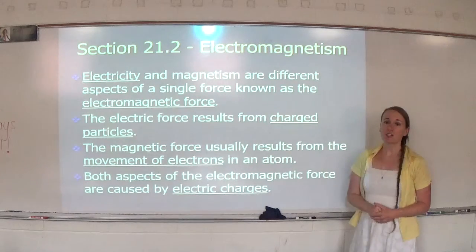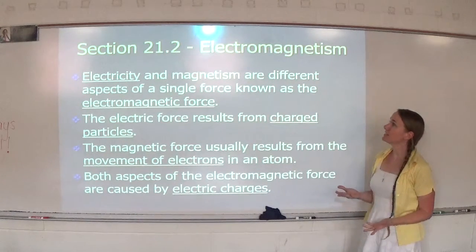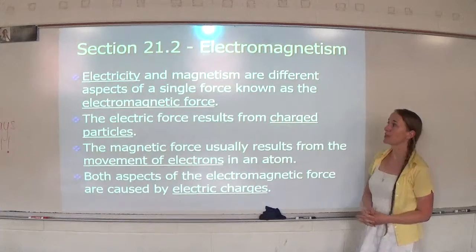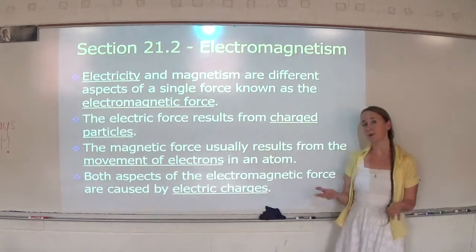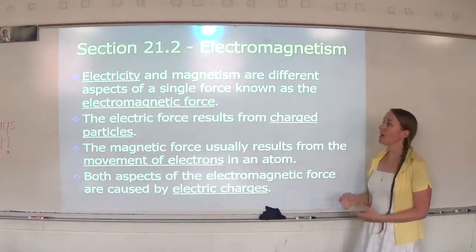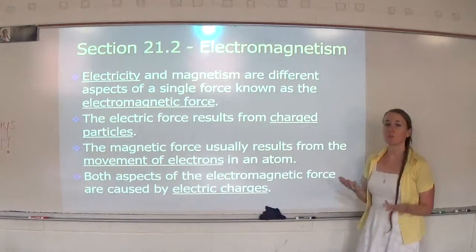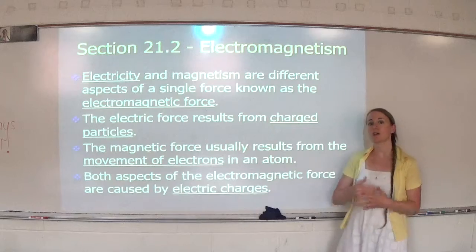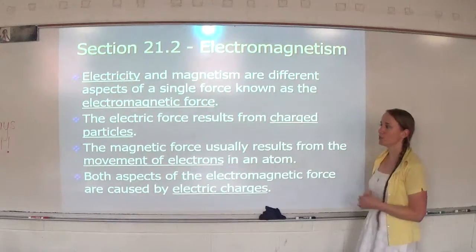So this is about electromagnetism. Electricity and magnetism are different aspects of a single force known as the electromagnetic force. If you remember when we talked about electromagnetic waves, they have the electric portion and the magnetic portion. The electric force results from charged particles. That, of course, is like when we were talking about electricity, there's electrons flowing through a circuit.